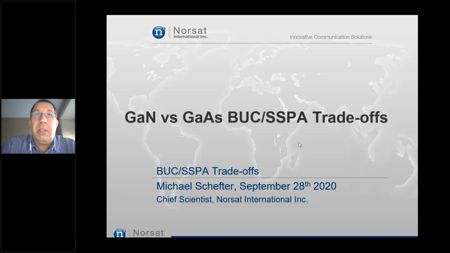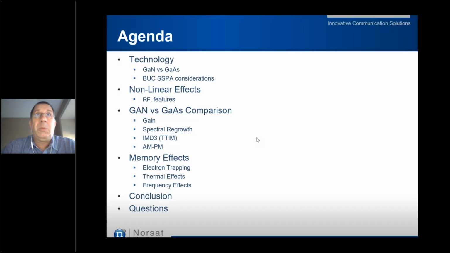This is on, as Diana mentioned, GaN versus GaAs BUC SSPA trade-offs and performance. So I guess first we'll talk a little bit about the technology of the GaN versus GaAs and how that might relate to BUC and SSPA design and some performance considerations. Then we'll talk a little bit about some of the nonlinear effects and how they're measured. We'll look at an actual comparison between two 40-watt BUCs, one GaN, one GaAs. Then we'll talk a little bit about memory effects, how they affect nonlinear performance, and then we'll draw a few conclusions at the end.